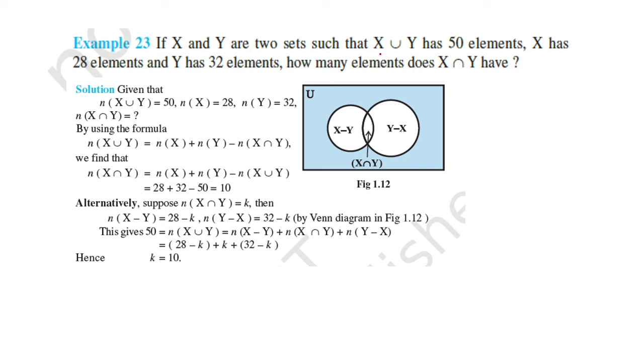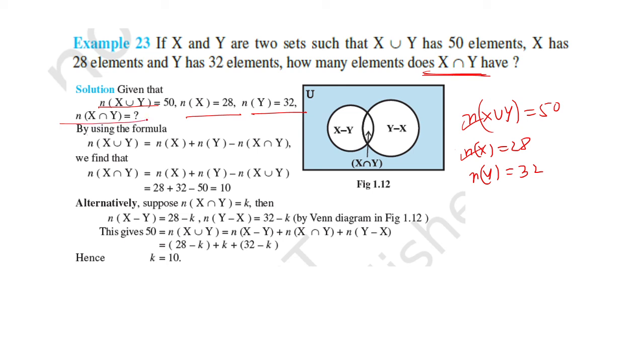X and Y are two sets such that X union Y has 50 elements. That means the number of elements in X union Y is given: n(X union Y) is 50. X has 28 elements, so n(X) is 28 and n(Y) is 32. You are asked to find the number of elements in X intersection Y. See here, what is given I have written here, X is this, Y is this, and you are asked to find this.